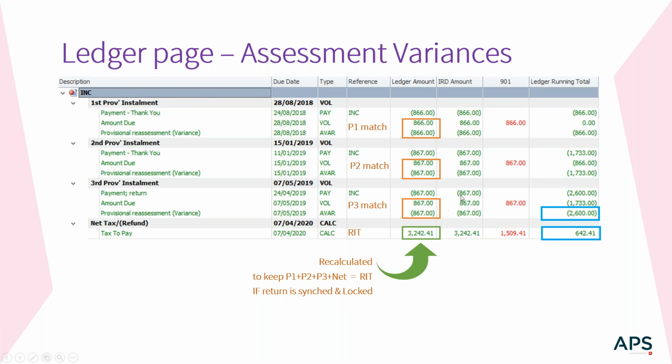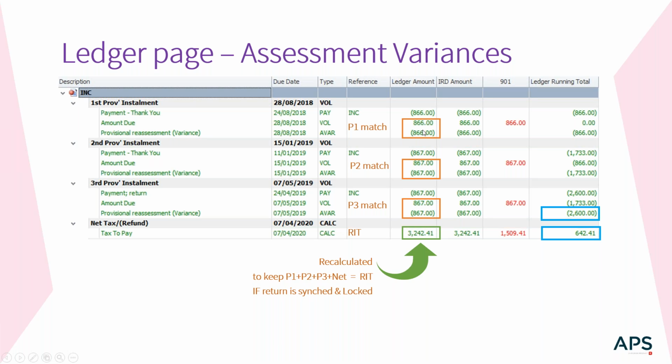And one of the enhancements that were made with the August release was that as any of these assessments are recalculated, or any variances associated with one of these provisional instalments, the net tax to pay calc figure is recalculated if the return has been synchronized or locked. And the purpose of this recalculation is to always keep the collective total of all these transactions equaling RIT. So in this scenario, we can see that because the three provisional instalments have been zeroed, the final net tax to pay figure ends up equaling RIT.